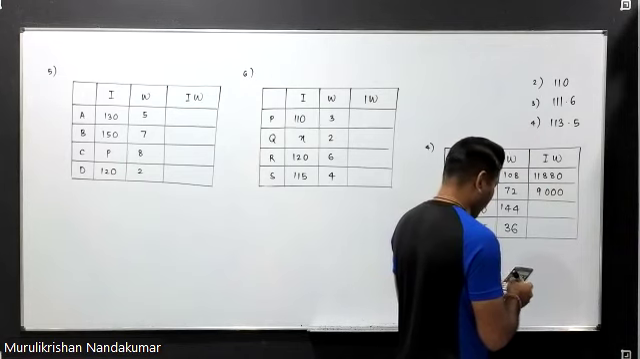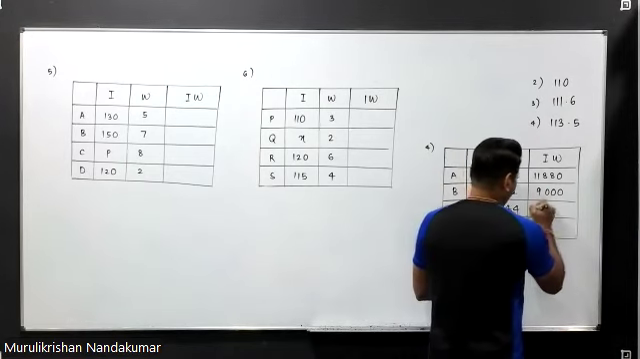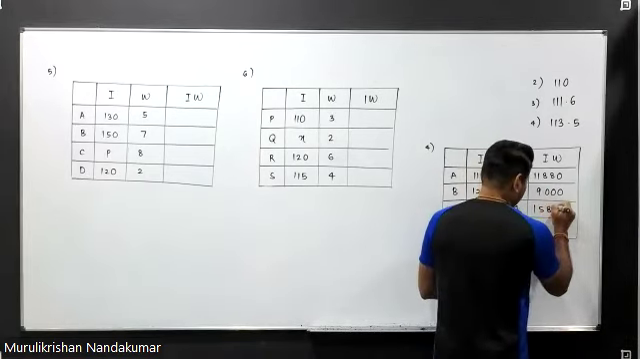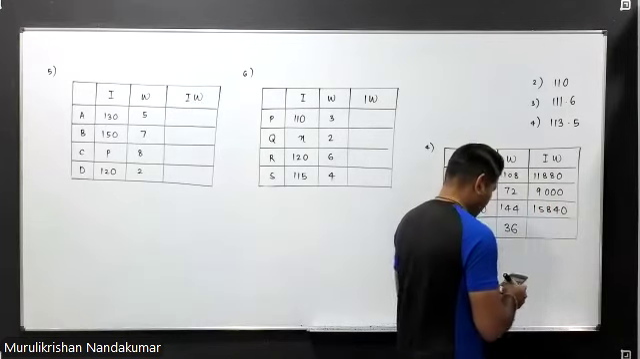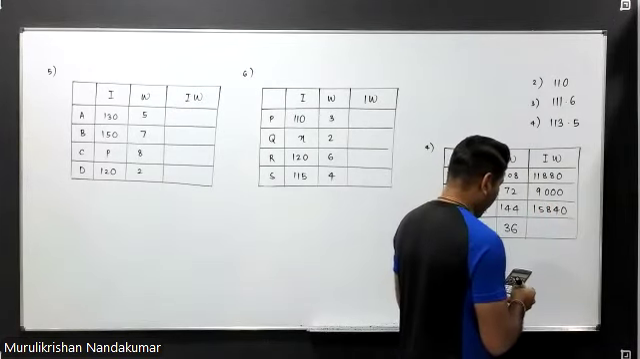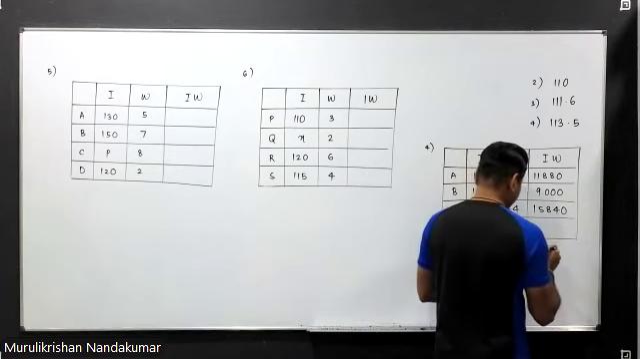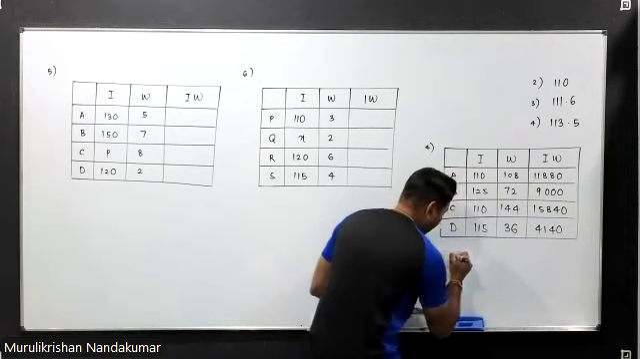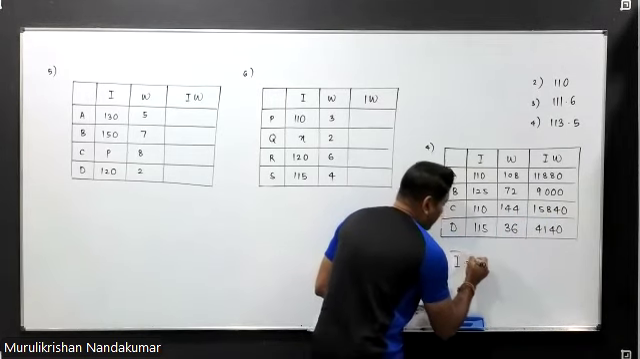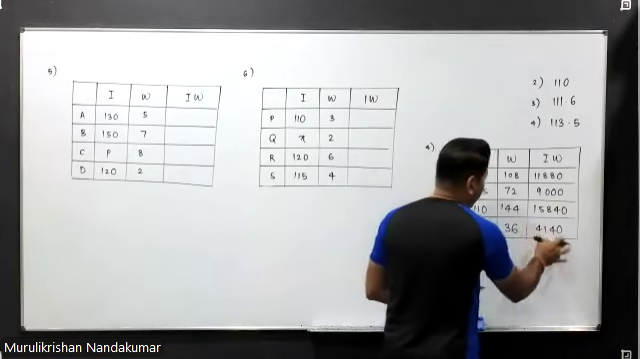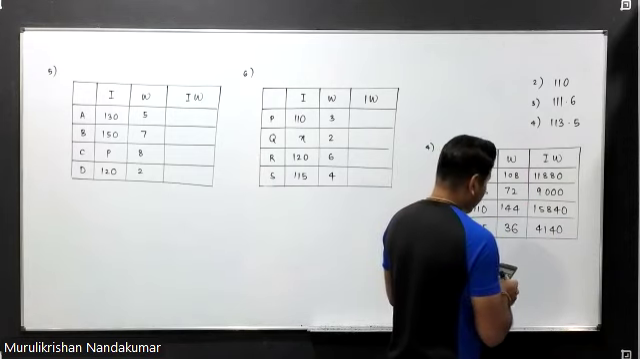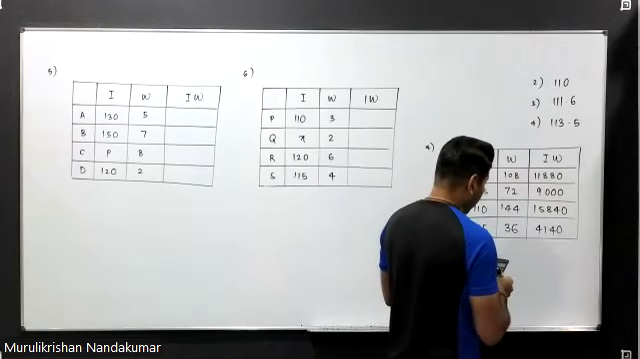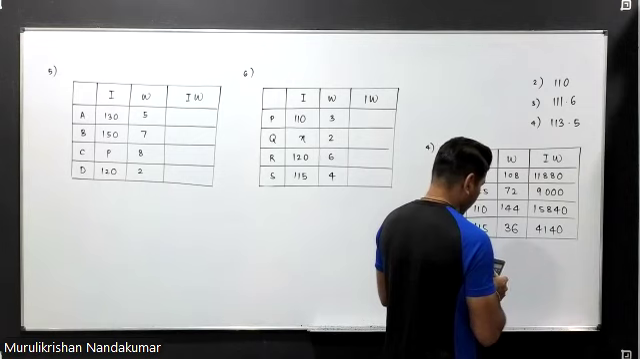110 times 144. You get 15840. 115 times 36. 115 times 36 is 4140. Okay. Composite index. Sigma IW means the total of these goes on top. 11880 plus 9,000 plus 15840 plus 4140.